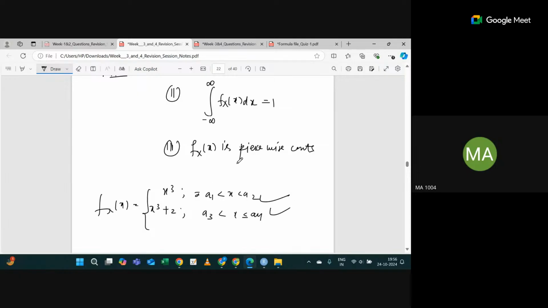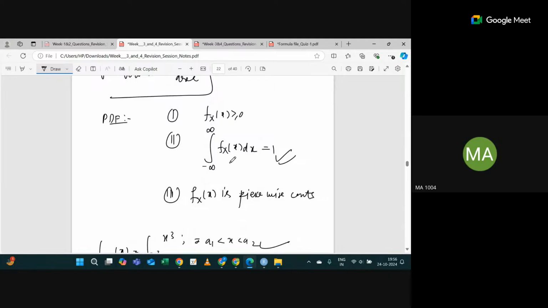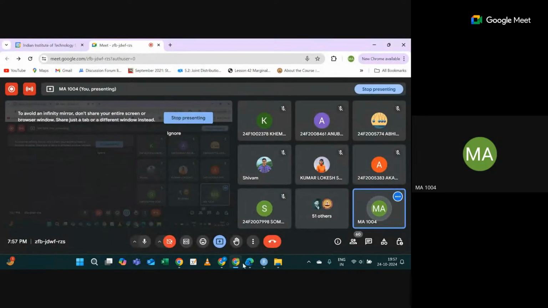So this is the key thing about your week 4 continuous random variable. Whenever you have been given any constant, you can calculate it by using the property of being a valid PDF.